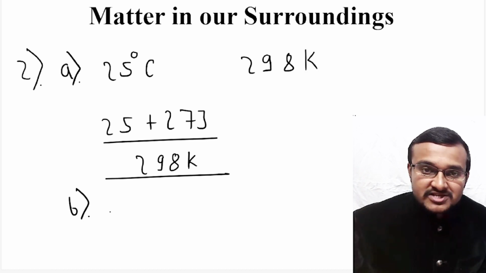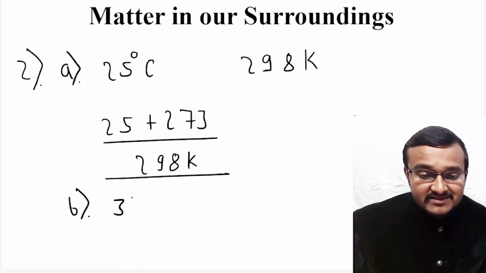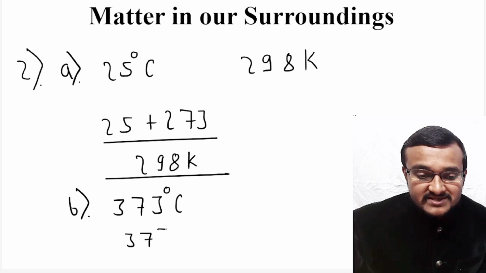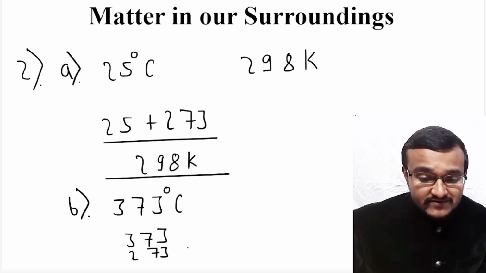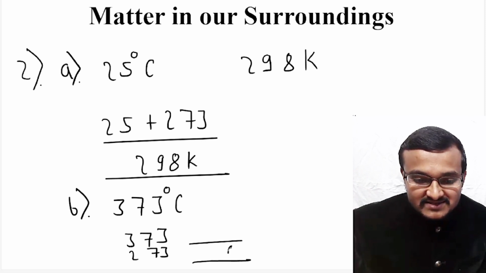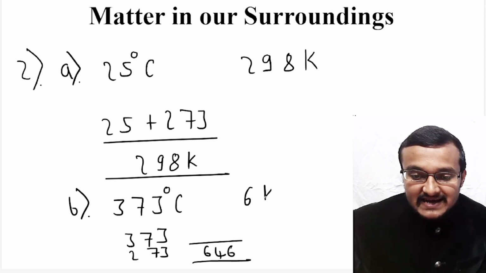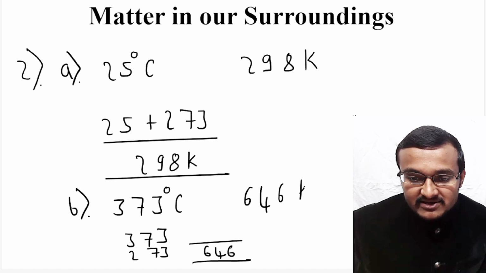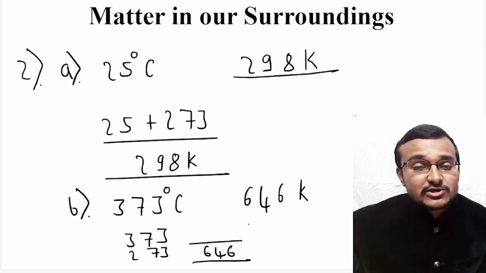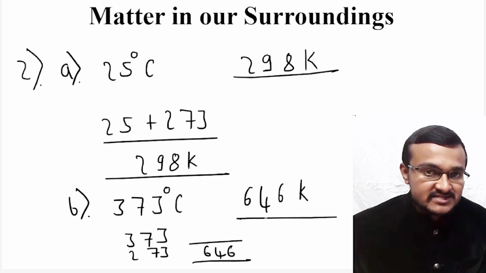Similarly, coming to the B question in this second question, they have given 373 degrees Celsius. Now you can just add 373 and 273. When you add 373 and 273, you get 3 plus 3 is 6, 7 plus 7 is 14, 1 carry. So 3 plus 2 plus 1 will be 6. 646 Kelvin is the answer for this B question. So the answer for the A question will be 298 Kelvin, and the answer for the B question will be 646 Kelvin.